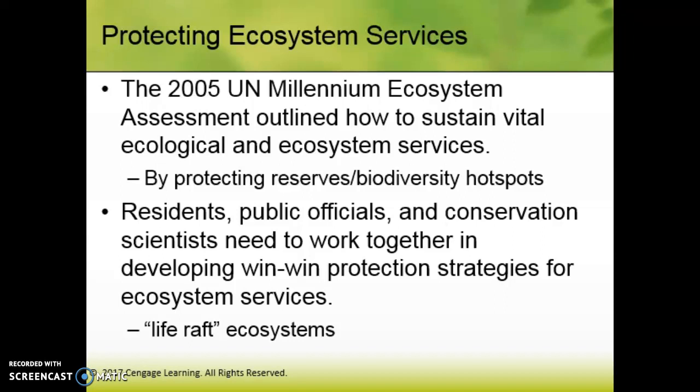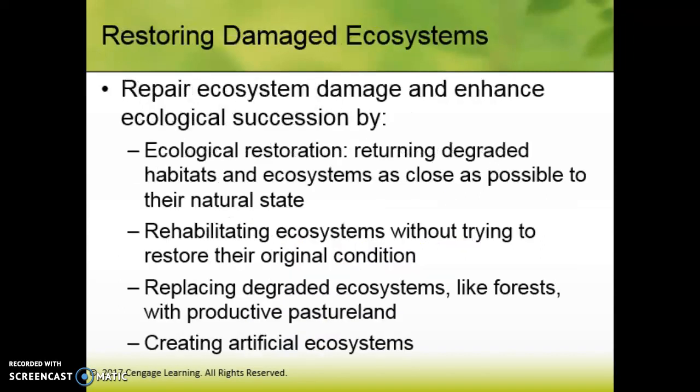Now let's branch out from there and see which forests and which coral reefs specifically contribute the most to ecosystem services. So in 2005, the UN Millennium Ecosystem Assessment outlined how to protect those ecosystem services, basically by creating reserves around biodiversity hotspots. Essentially, it becomes a whole world project. We all have to work together to come up with ways that we can protect ecosystem services and still harvest sustainably. That's what this whole chapter is about. How do we get to sustainability?